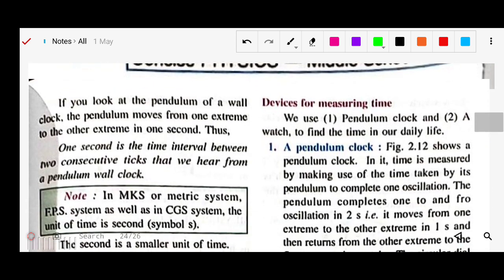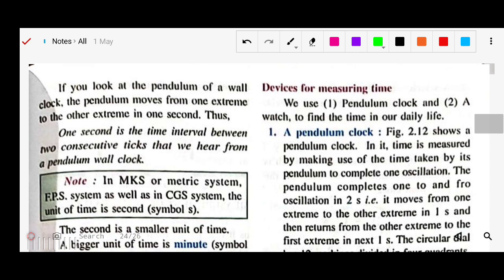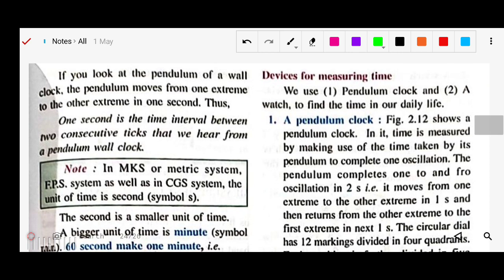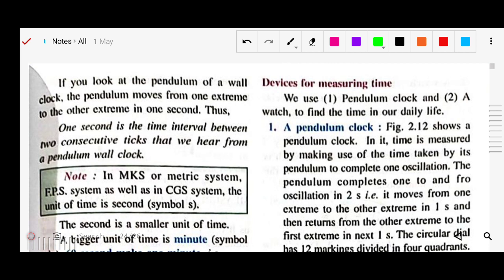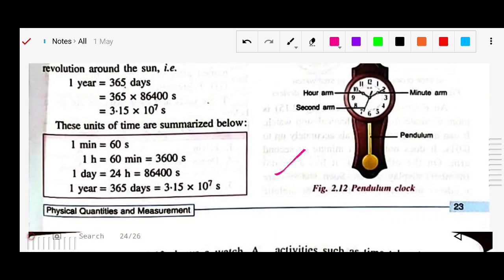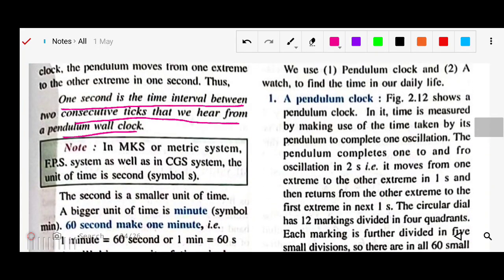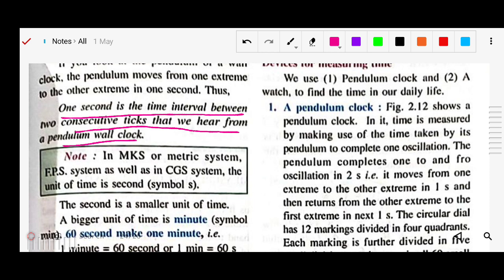Now we will see some devices from which we can measure time, for example the pendulum of a wall clock. The pendulum moves from one extreme to the other extreme. You have seen the watch, and the figures are also given in your book. 1 second is the time interval between two consecutive ticks we hear from a pendulum clock. So how do we define 1 second? It is the interval between two consecutive ticks that we hear from the pendulum.